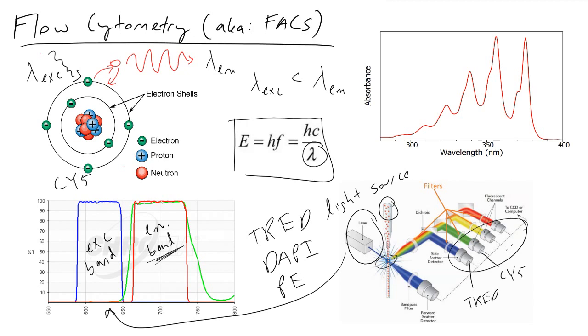And so this is what makes flow cytometry a very powerful tool for us to be able to very quickly analyze and define the characteristics of the population.